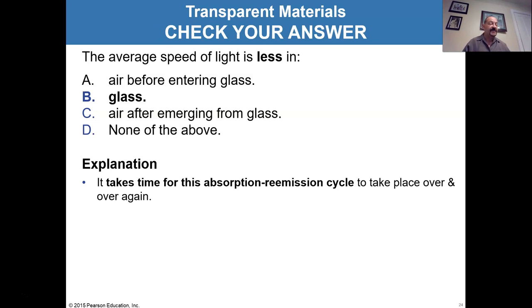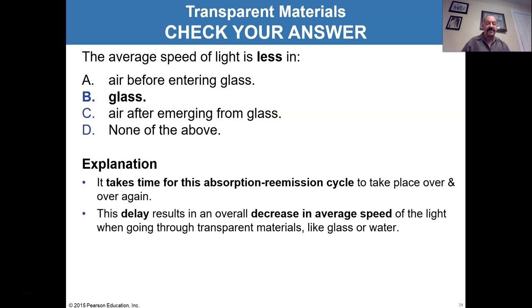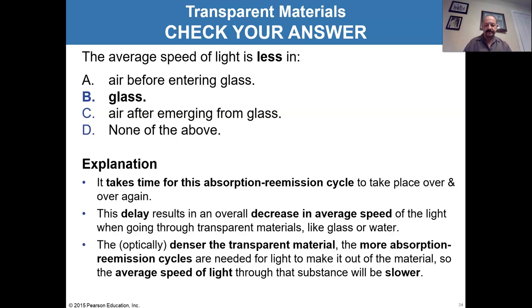So the average speed of light in glass is a bit longer because of this absorption, readmission, cycling until a photon is finally released on the other side of the glass. And this delay adds to the total time it takes the light to get through. You increase the total time it takes, that will decrease the average speed of the light as it's going through glass or water or diamond.